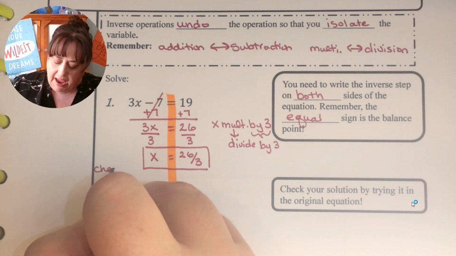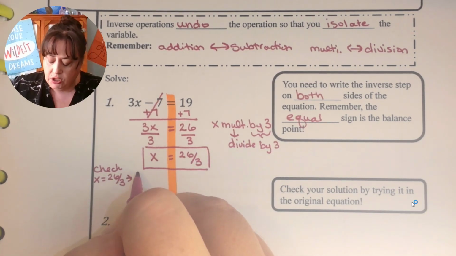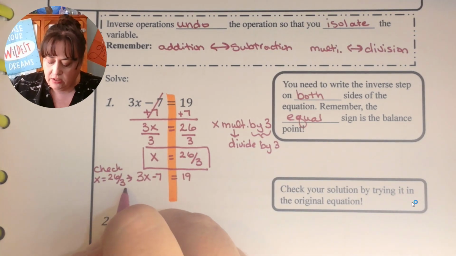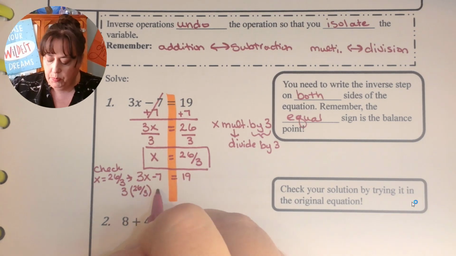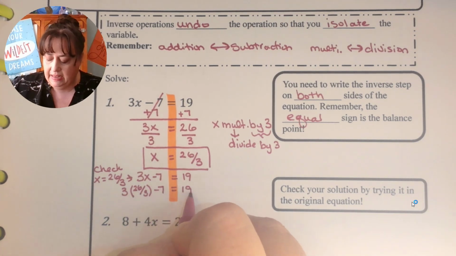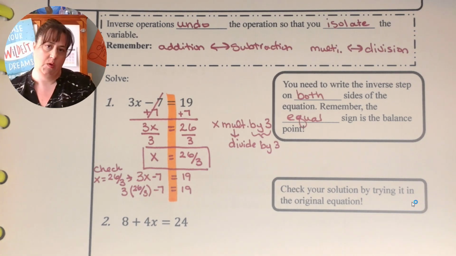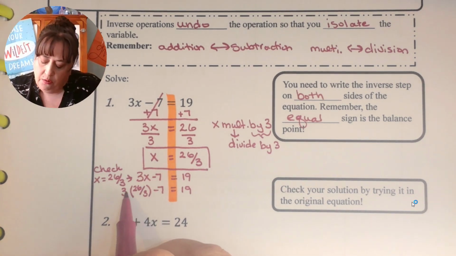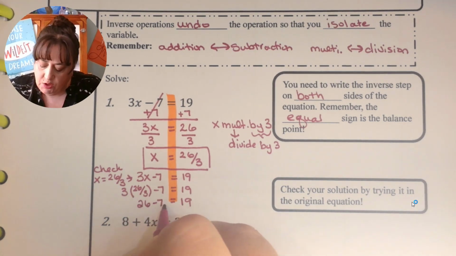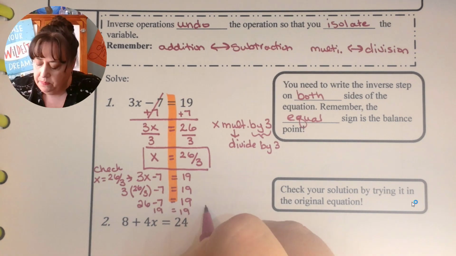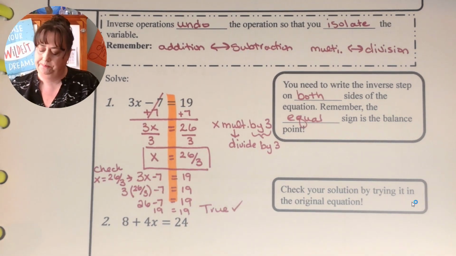So remember, when you check, you write down what it is you're checking. You write down the original equation and then the substitution. So 3 times 26 thirds minus 7 equals 19. This is the other reason it's really nice to write this down. What's 3 divided by 3? 3 divided by 3 is 1. So 26 thirds times 3 is just 26. And 26 minus 7 is 19. This is true. So our problem checks out and we have the right answer.